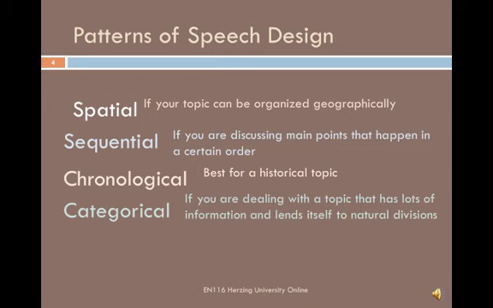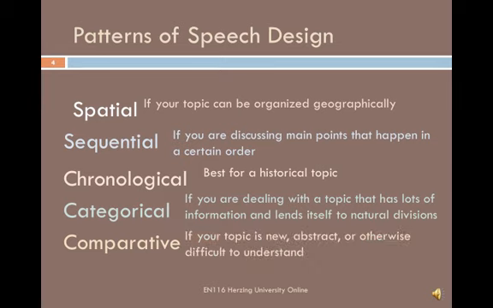If, for example, you are talking about, say, cancer treatments, you might break the speech into categories like radiation, surgery, and chemotherapy. Comparative design is a good fit for topics that are new to the audience, abstract, or otherwise difficult to understand. If you compare this new information to something the audience already understands, you can help them comprehend more easily. You could, for example, compare how nutrition fuels your body with how gasoline fuels your car.